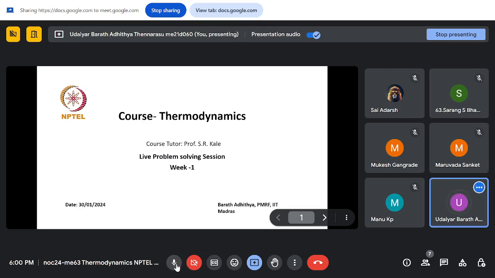Welcome to the problem solving session on thermodynamics. This is the first week, and this week we'll see the basics of thermodynamics. We'll see what is a system, system boundary, what is surrounding, what it means by a process, and do some simple calculations on pressures, and see a simple system, how to apply a control volume, and see what type of system it is. So we'll see some problems related to those.